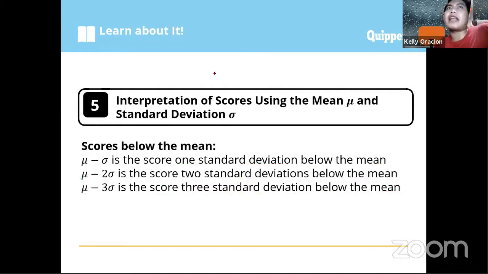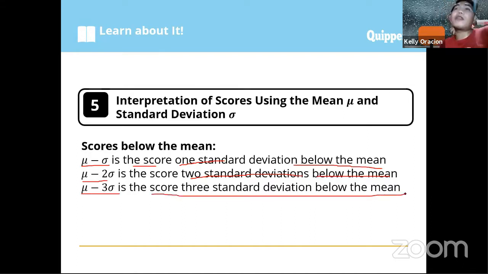Meanwhile, what if baliktad? Plus, ganyan na above yon. This time, minus, that's below. So, when you say below, that's minus yan. The score, 1 standard deviation below the mean. The score, 2 standard deviations below the mean. And ang last is ito, the score, 3 standard deviation below the mean.